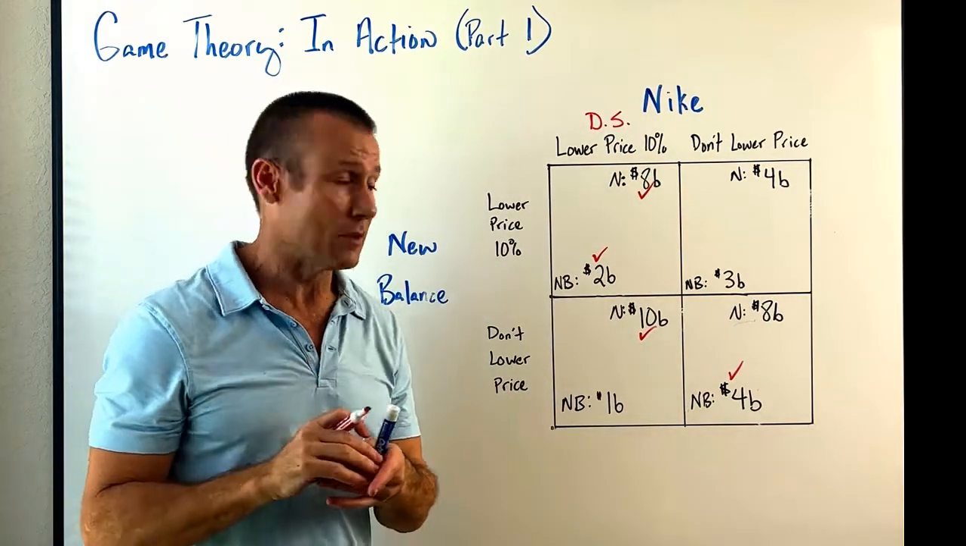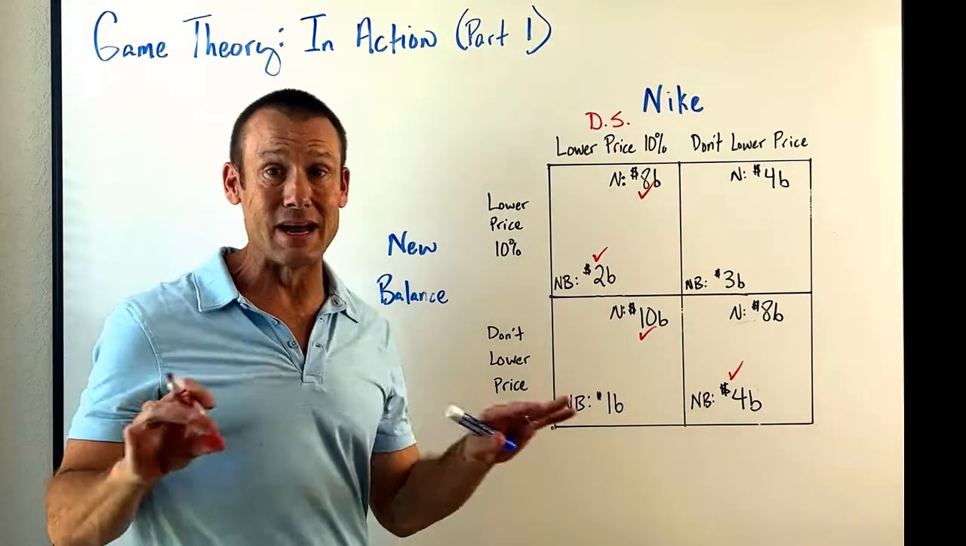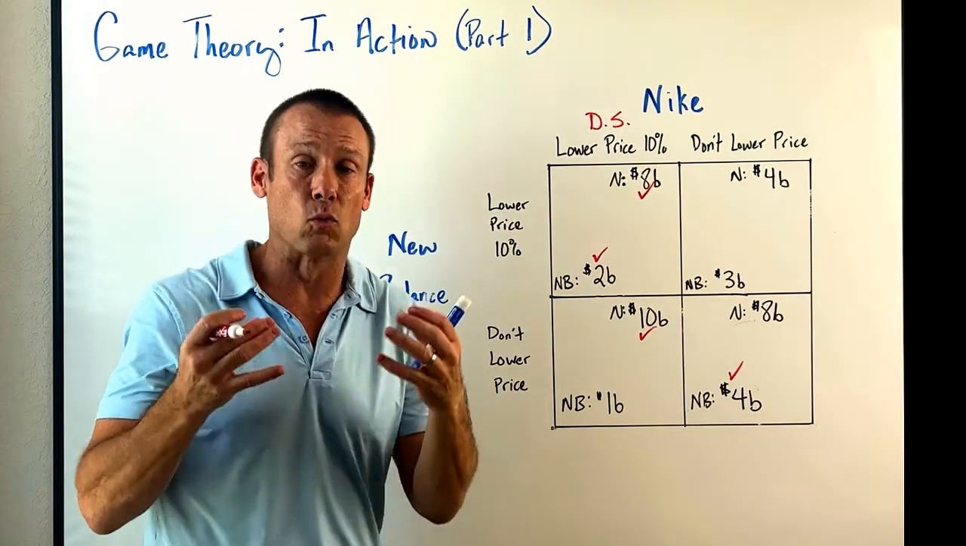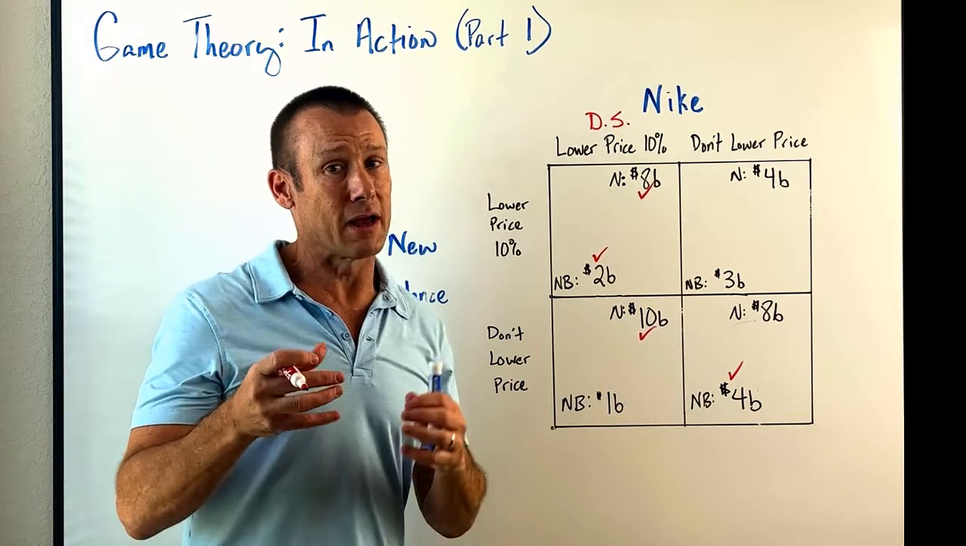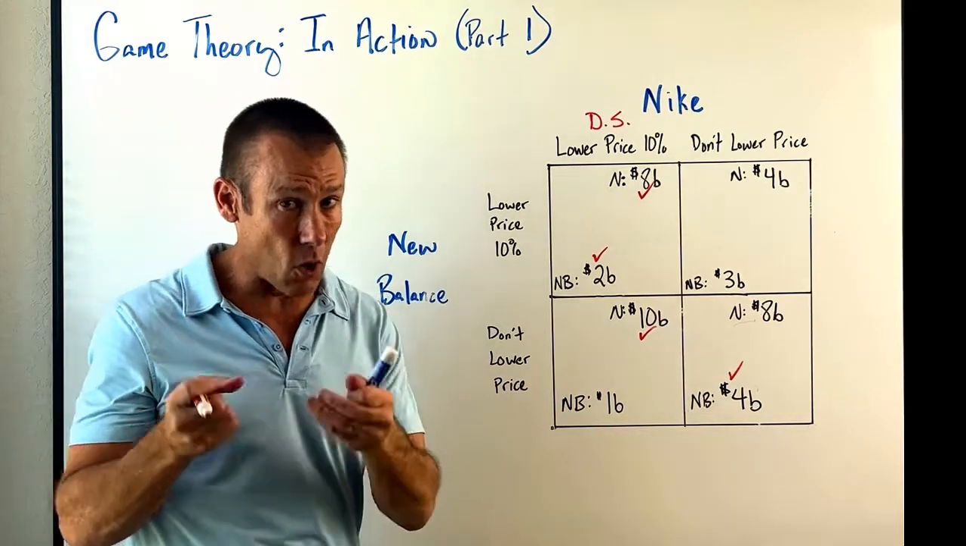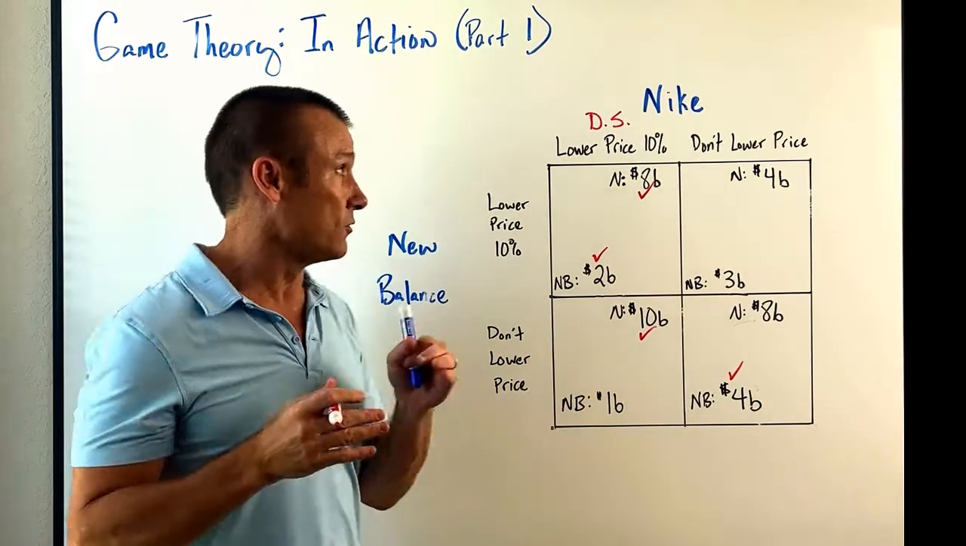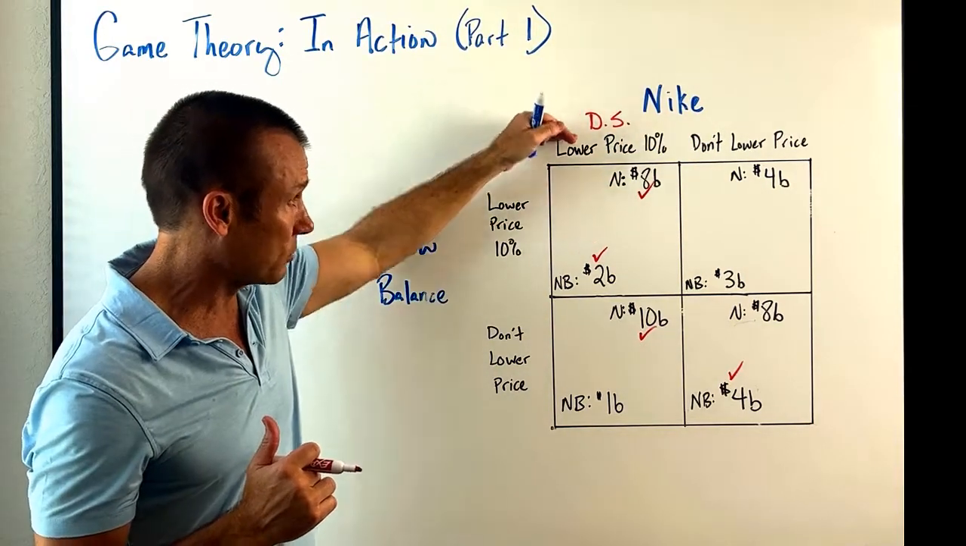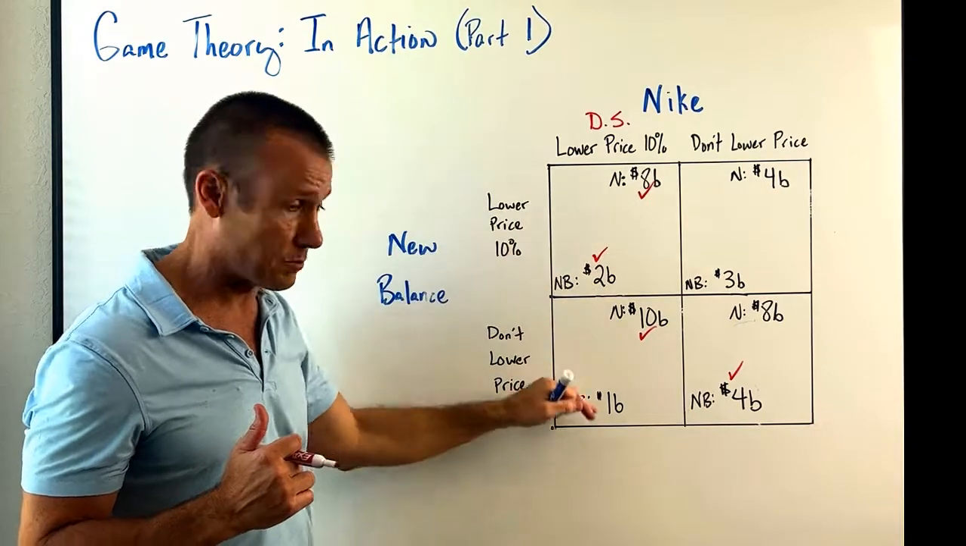So we've got a game in which one player, New Balance, does not have a dominant strategy, and the other player, Nike, does. Okay, so where do we go from here? Well, guys, first rule of game theory is always play your dominant strategy, okay? So we can pretty much assume Nike, playing their own self-interest, is going to play lower price by 10%.